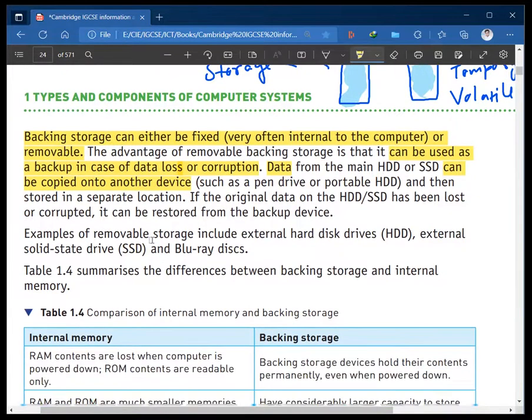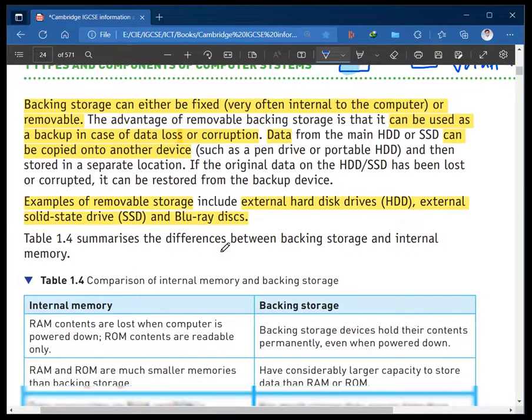Right. Now, examples of removable storage are external hard disk drives, HDD, external solid state drives, SSD, or Blu-ray discs. Have you seen those CD discs? Yes. They have a movie on them. So the movie is the file, they are the storage, and you can remove them. So they are removable storage devices.